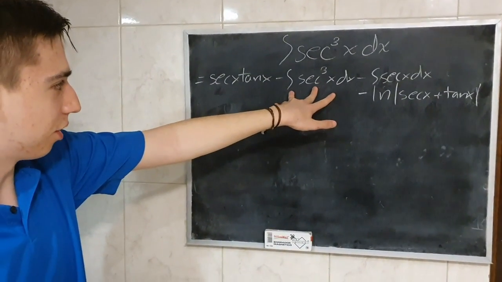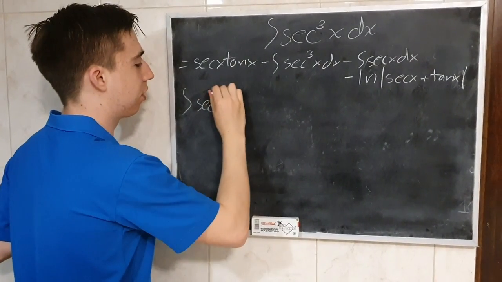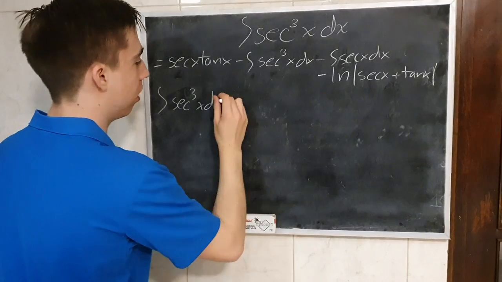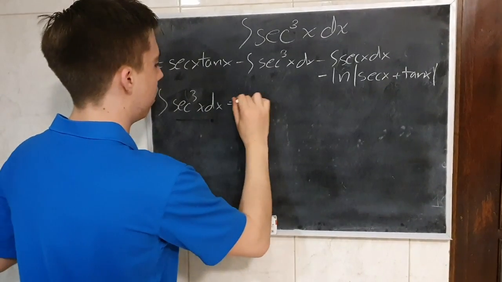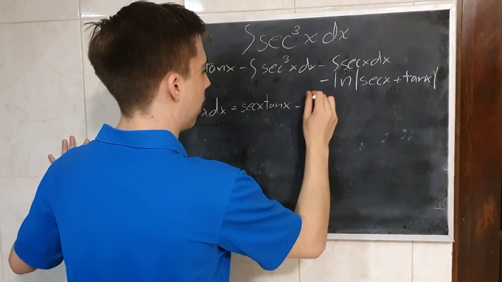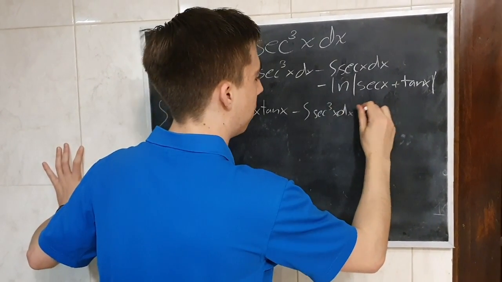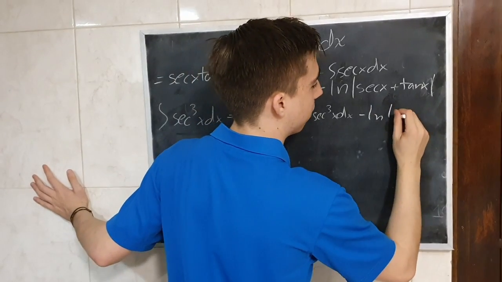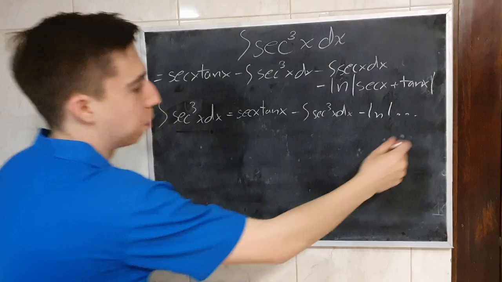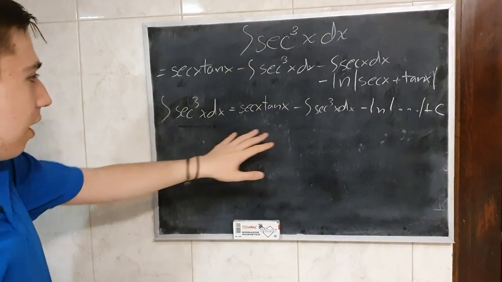So that's that. We don't need to do anything else with that, but we're gonna do some tricky stuff to this one. So our problem says secant cubed x dx, and our answer is this one. So this is equal to secant x tan x minus secant cubed x dx minus ln, and I'm just gonna do point because this is not the final answer, so it doesn't matter. And this is plus c.